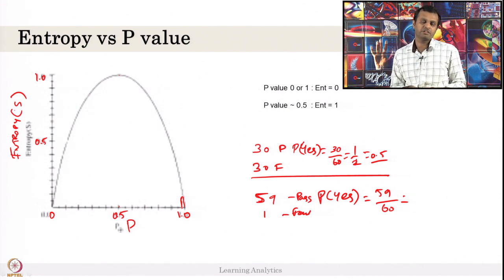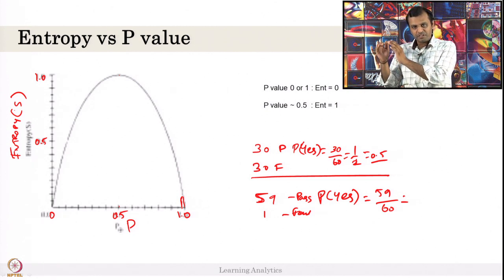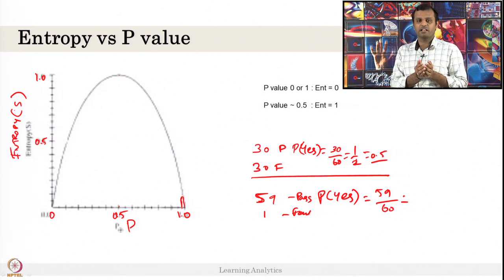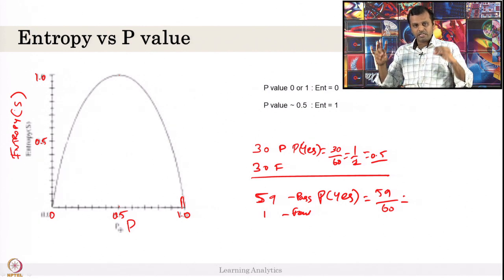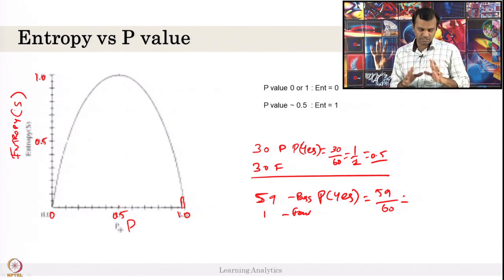Our aim in a decision tree classifier is to bring that entropy to low, not high, because I want to make a decision where one leaf says this student will attend the class, and another says all these students will not attend the class. So my aim in a decision tree is to bring the entropy value to as minimum as possible. That's the basic concept of how a decision tree works.